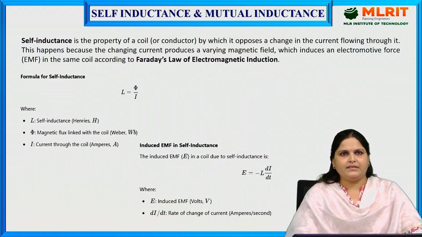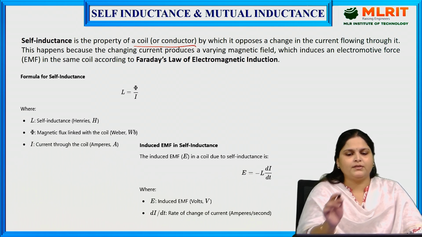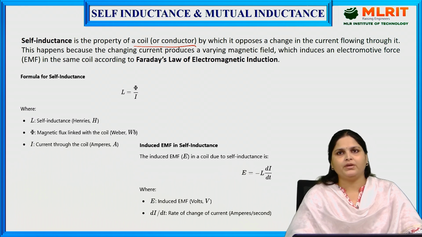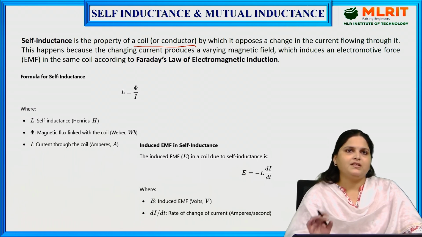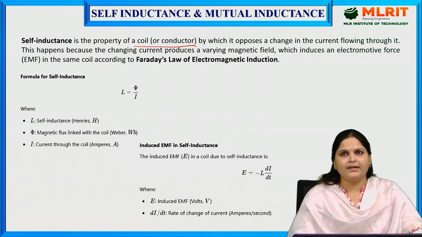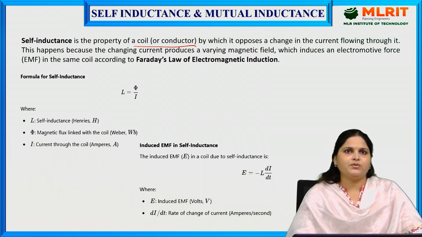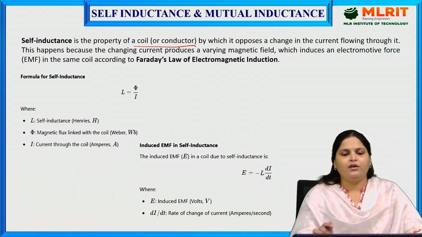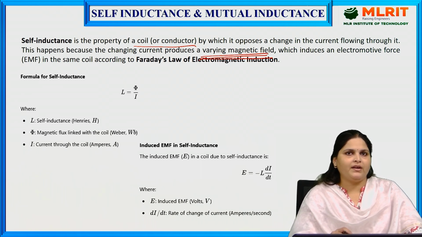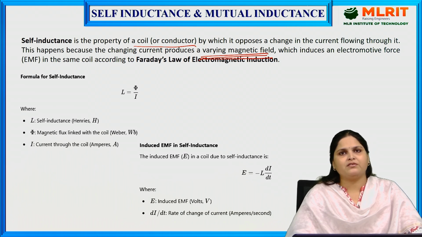So what is self-inductance? Self-inductance is a property of a coil or conductor by which it opposes a change in current flowing through it, right? I'm repeating. Self-inductance is a property of a coil or conductor by which it opposes a change in current flowing through it. And this happens because the changing current produces a varying magnetic field, which induces an EMF in the same coil. And this is according to Faraday's law of electromagnetic induction, right?